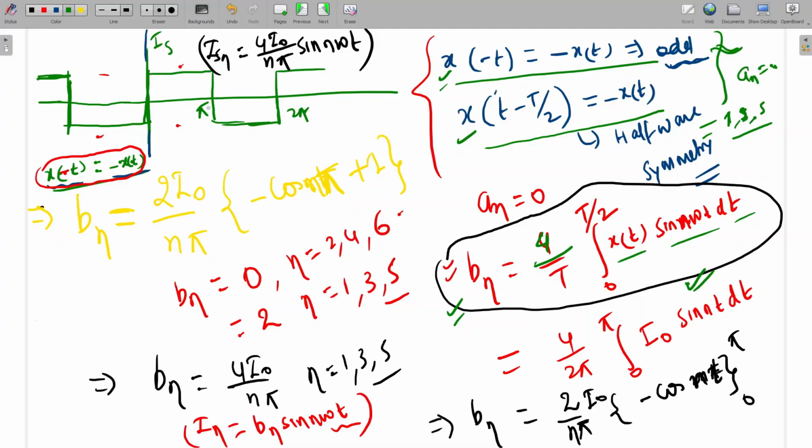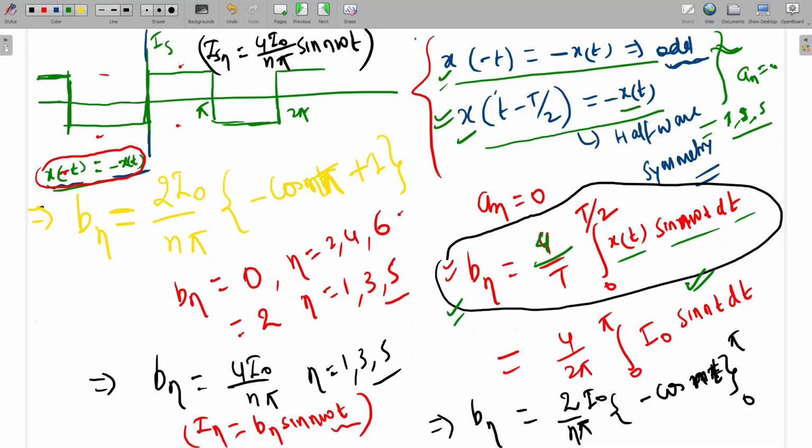So it will come here. t minus T by 2 means this will shift to here. Again, that plus will come here. So that will be minus of x(t). This equation is clear to all? How the shifting is happening? x(t minus T by 2) is equal to minus x(t). Yes, sir.